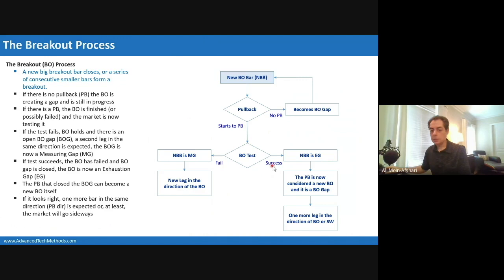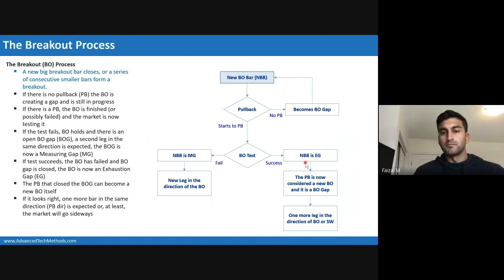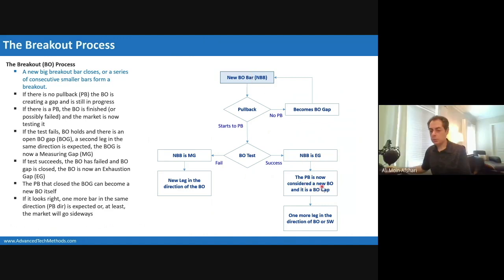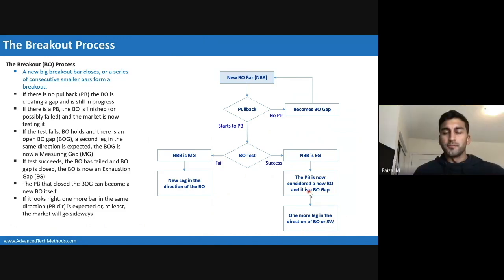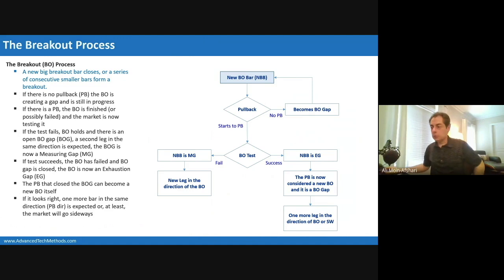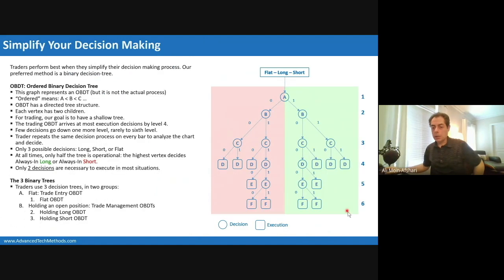If it is a success, it means the breakout gap closed. NBB is an exhaustion gap, this bar that we are thinking about. The pullback is not considered a new breakout, and it is a breakout gap itself. And one more leg in the direction of the breakout, down or sideways, is expected. But you have to sit down and do this in detail for everything that you're intending to trade.